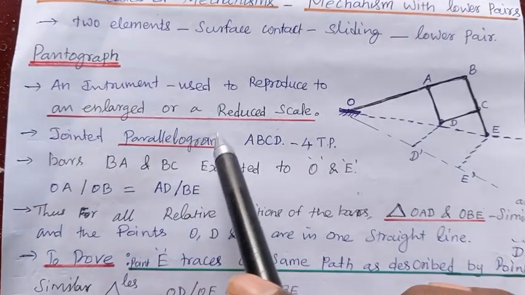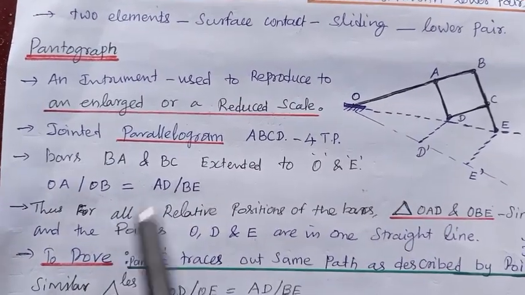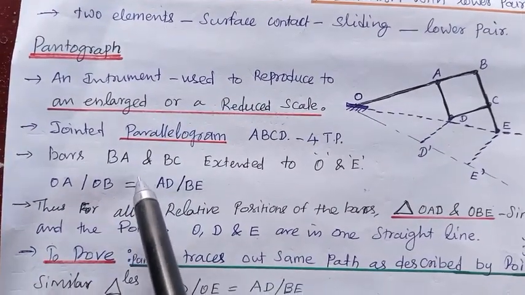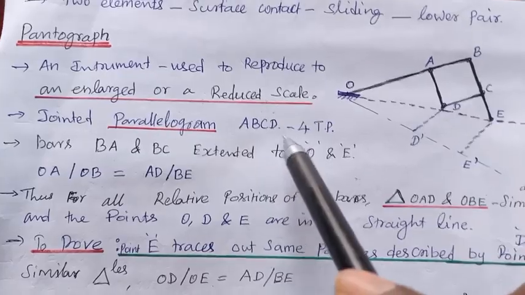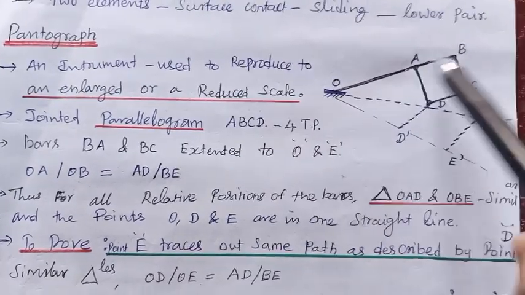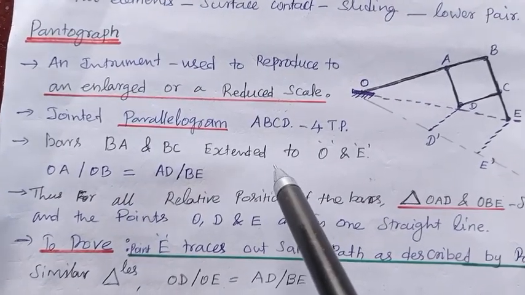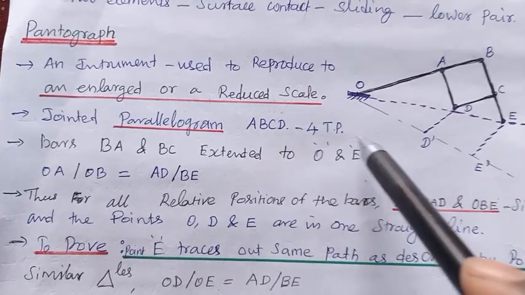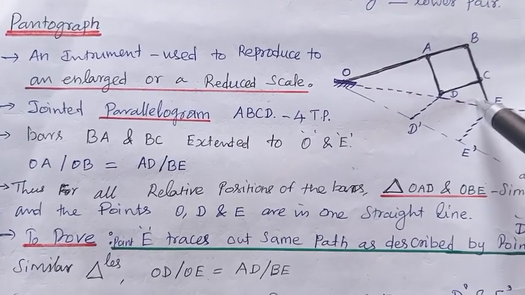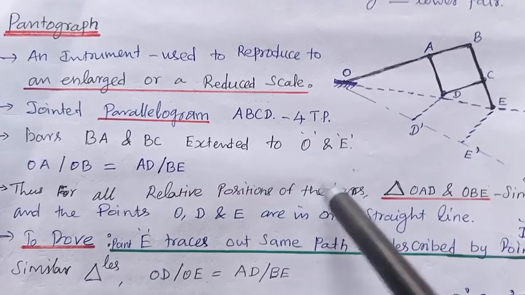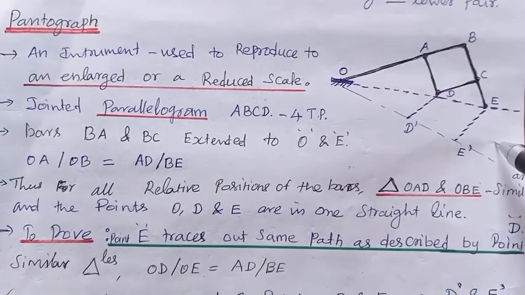First of all, understand the theory. The pantograph is an instrument used to reproduce a drawing on an enlarged or reduced scale. This instrument is based on the jointed parallelogram ABCD with four turning pairs: 1, 2, 3, 4. Bars BA and BC are extended to O and E. So BA is extended to O and BC is extended to E.